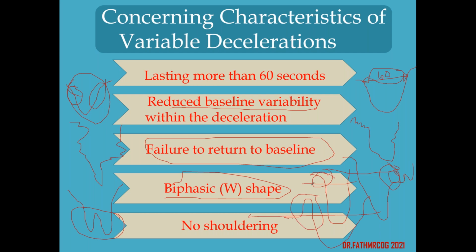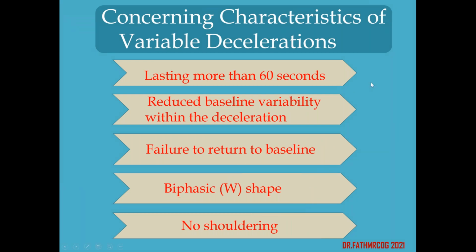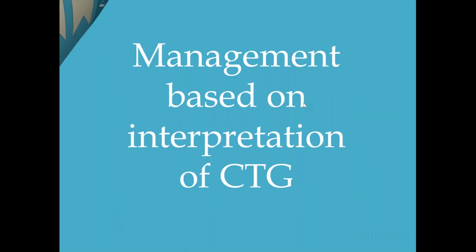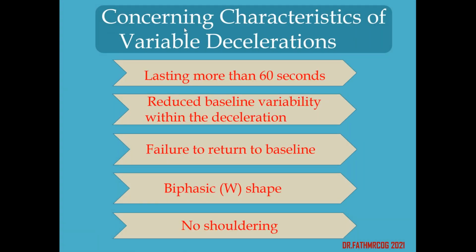The presence of shouldering is the non-concerning feature. So this is about the non-concerning feature. You should look at the variable deceleration: if you find it lasting more than 60 seconds, reduced baseline variability, failure to return to baseline, biphasic wave and no shouldering, these are the concerning features.